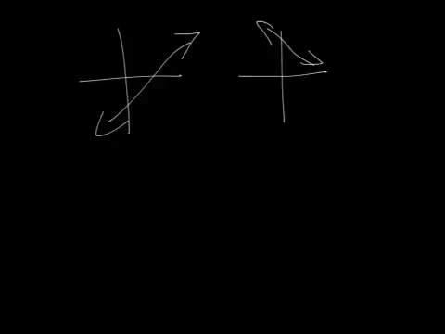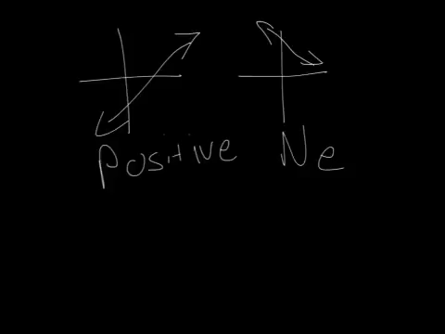So we should have gotten that this line on the left, as it goes from left to right, is increasing. So it means that it has a positive slope. And our line on the right, as it goes from left to right, is decreasing. So this is actually going to have a negative slope. So remember that if it increases from left to right, it is positive. And if it decreases from left to right, then it is negative.